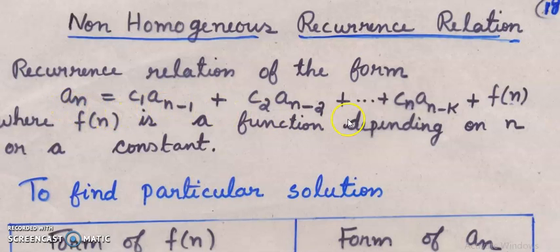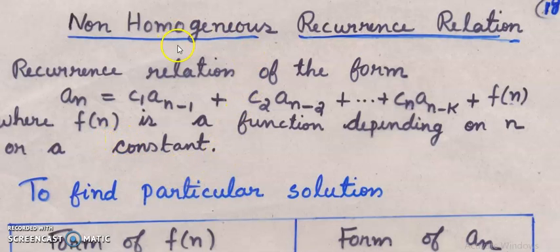Then we say it is a non-homogeneous recurrence relation. That means there is a function, right? In a homogeneous recurrence relation, we have a relation of this form and there is no f(n) term. So when you come to a non-homogeneous recurrence relation, you have a function f(n), that's what you have to notice. That f(n) is a function depending on n, or a constant.